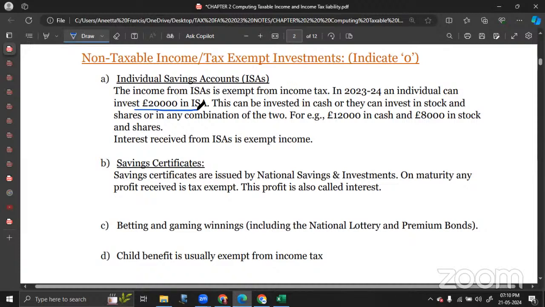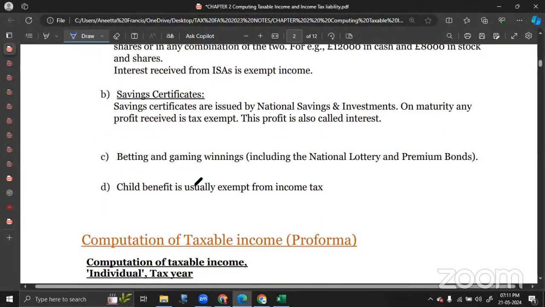Now this 20,000 investment can be made in the form of cash or in the form of shares or a combination of both. So there was a question in your examination where they said an individual had invested 12,000 as cash into ISA. So what is the remaining limit of investment as shares? So obviously it is 20,000 minus 12,000, which is 8,000. So keep in mind per tax year 20,000 limit of investment for ISA, out of which it can be a combination of cash and shares or cash individually or shares individually.